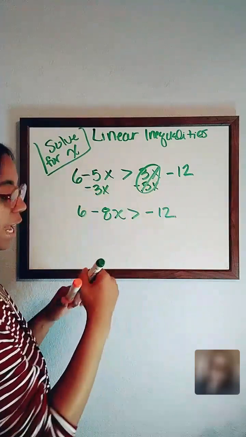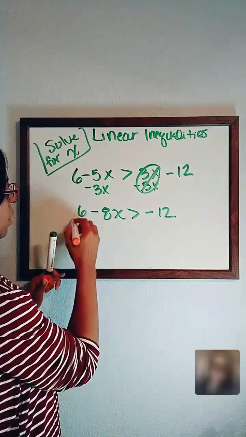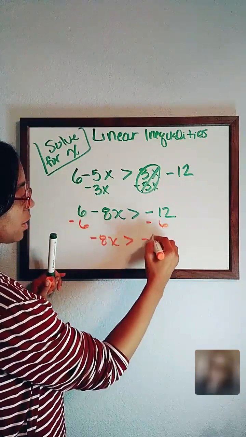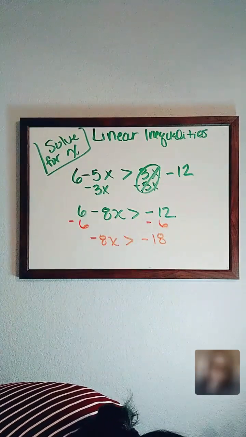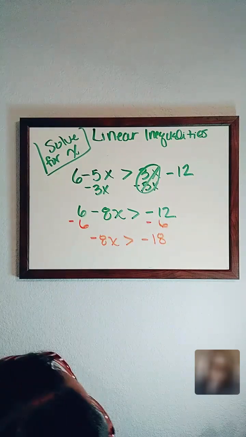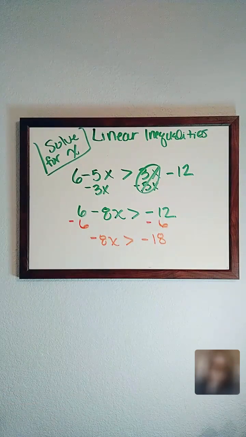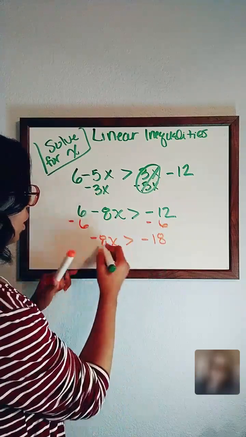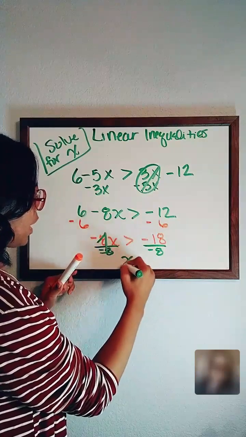Okay, now what we going to do? Subtract the 6. So now I have negative 8x is greater than negative, what is that, 18? It's going to be a little funky fraction. Oh, it is going to be some little stanky fraction. Okay. I was like, ugh. Divide by negative 8, divide by negative 8. This becomes 1. X is greater than or less than.